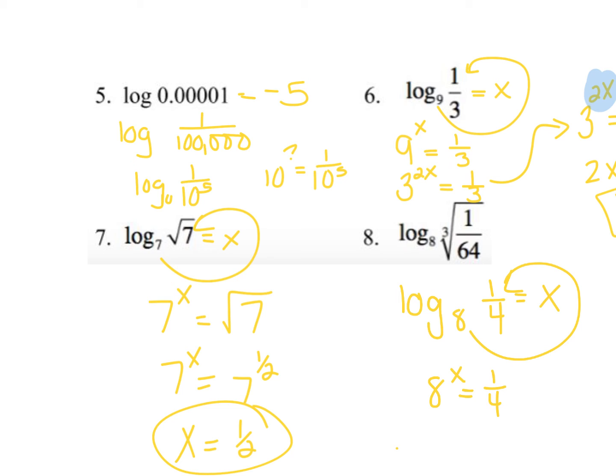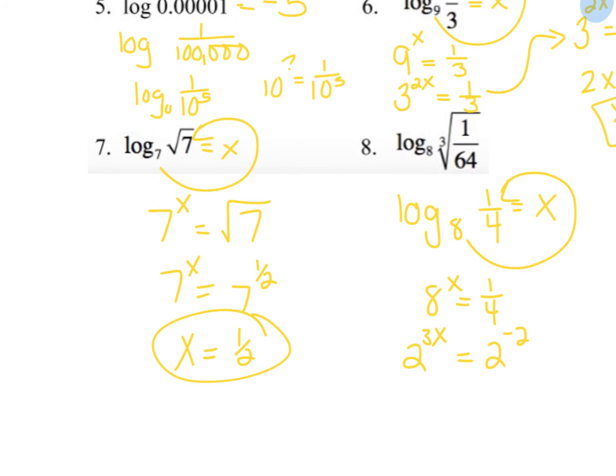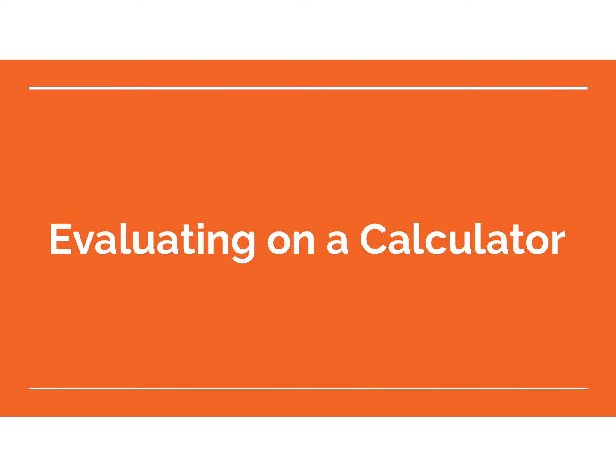And if I think about this, I'm going to rewrite each of these. I'm going to use a base of 2. So 8 is equivalent to 2 to the 3rd. So I'd have 2 to the 3 times x power is equal to 1/4, which would be 1 over 2 squared, or 2 to the -2nd power. And then I can make the conclusion that 3x is equal to -2. Therefore, x is equal to -2/3. So we were able to evaluate all of those without touching a calculator.